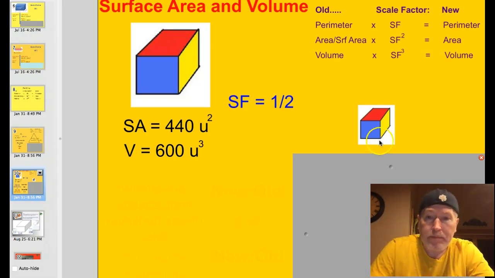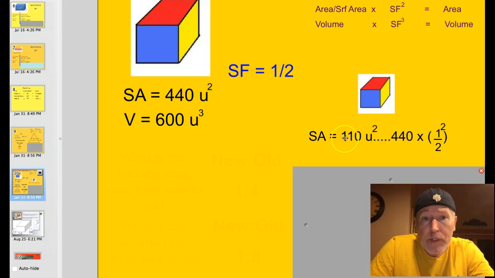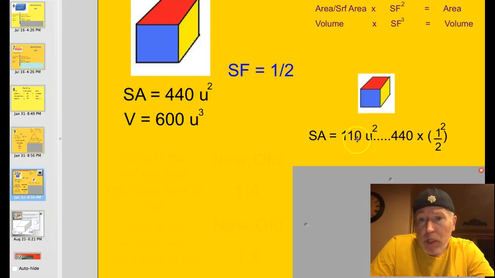All right, let's take a look. Where are my figures? Here we go. Got to slide them down. So the surface area of the old one was 440 units times 1/2, the scale factor squared. Well, that comes out to be 110 units squared. All right, how'd you do?